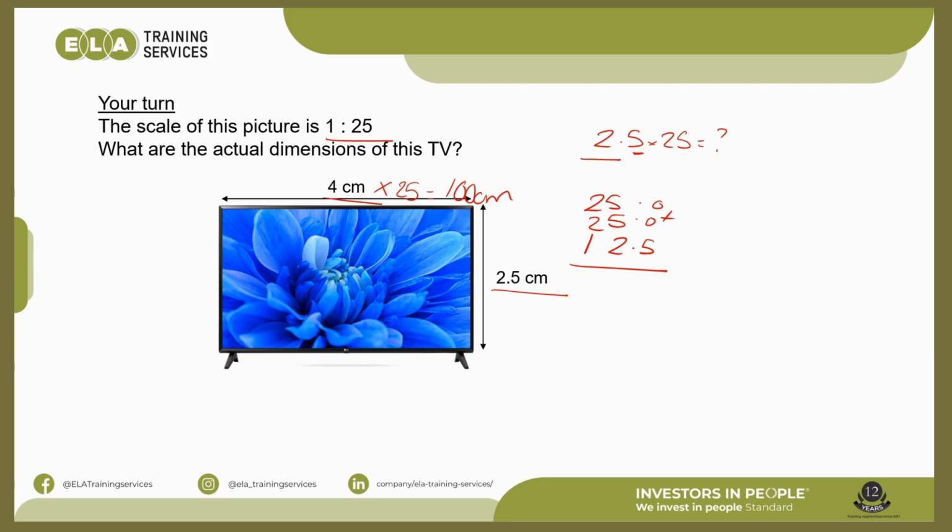Decimal column, 5 plus 2 zeros is 5, put the decimal back. 5 plus 5 plus 2 is 12, so the 2 goes under here and the 1 gets carried across. 2 plus 2 plus 1 plus 1 is 6. So you have a width of 100 centimetres and a height of 62.5 centimetres.